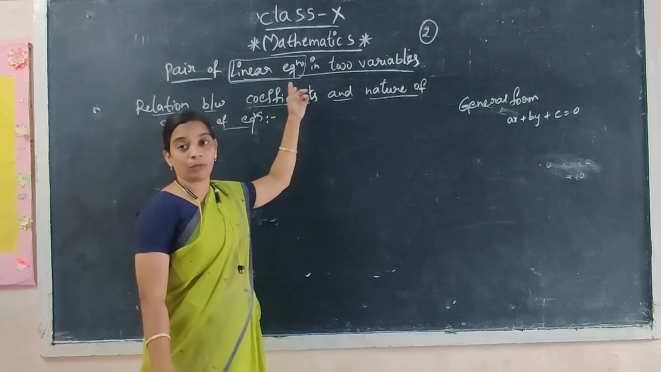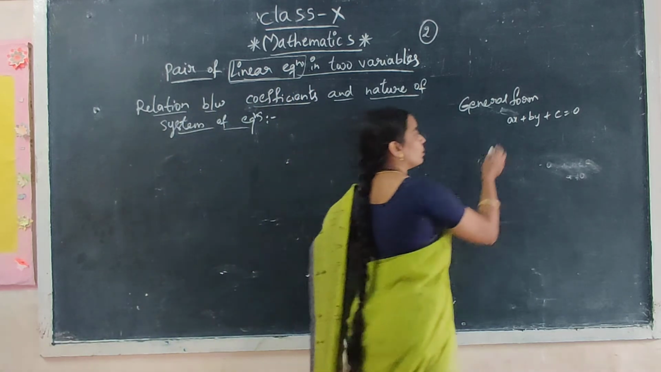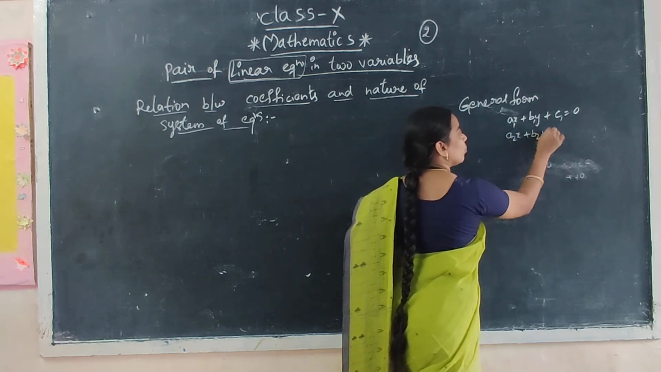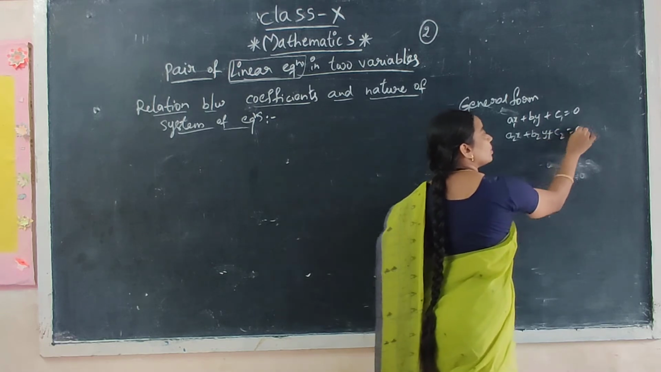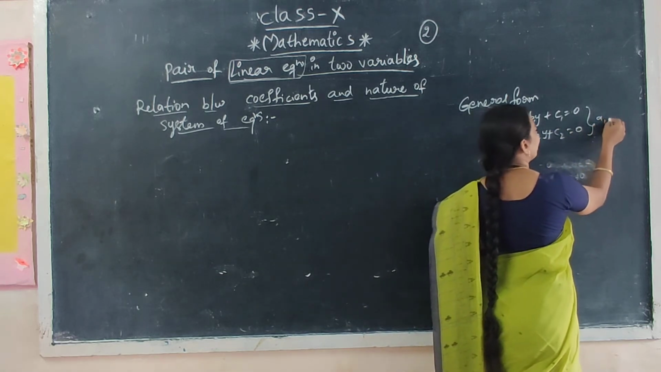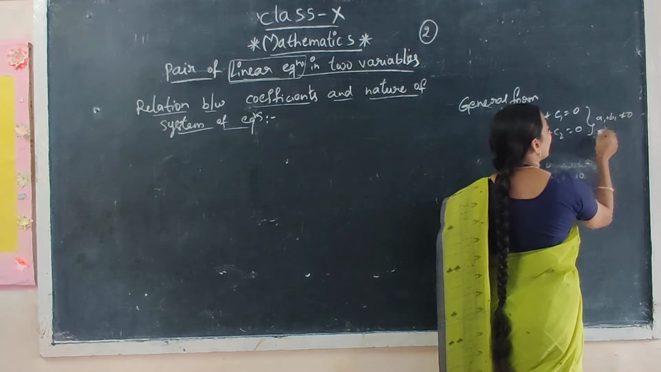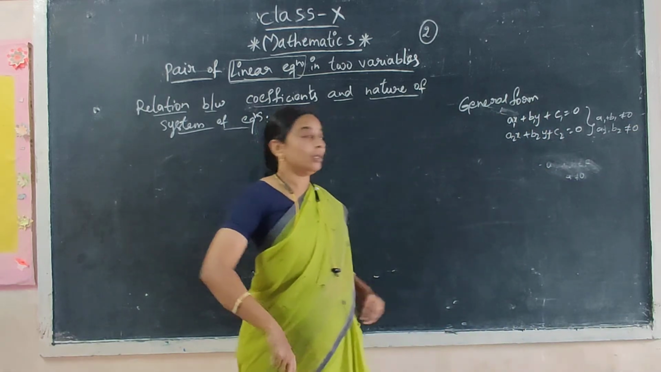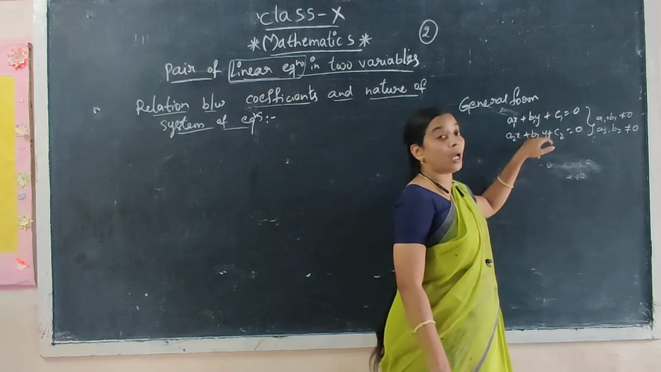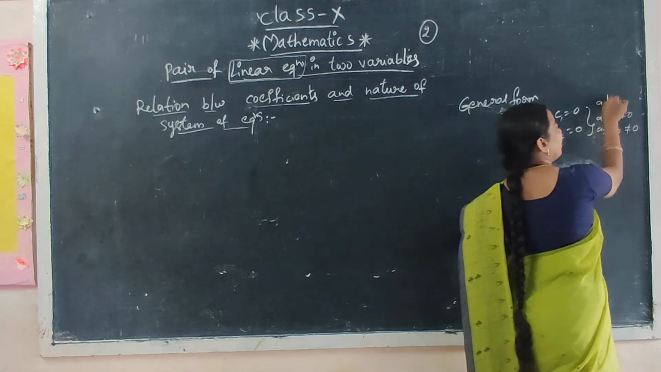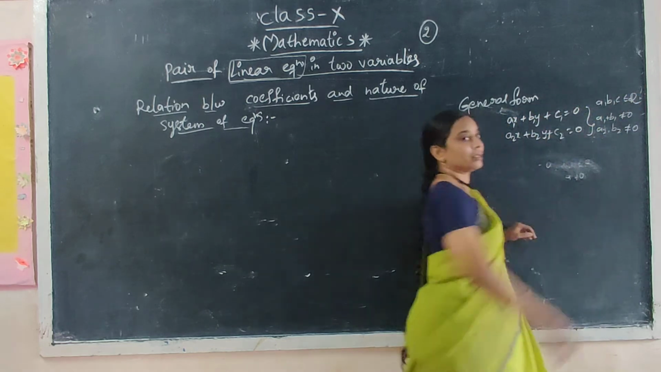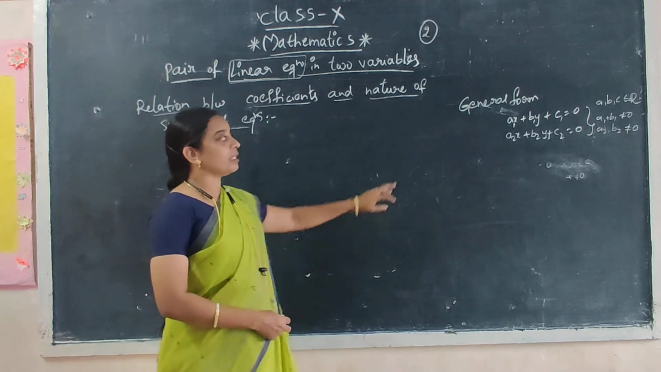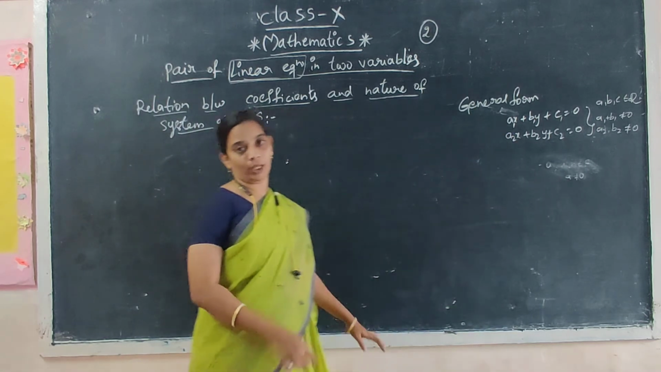But here we have a pair of linear equations, which means we have to take two equations. So we put a1x + b1y + c1 = 0 and a2x + b2y + c2 = 0. Here a1, b1 are not both equal to 0, and a2, b2 are also not both equal to 0, because a, b, c all belong to real numbers. So these are the general form of a pair of linear equations in two variables.